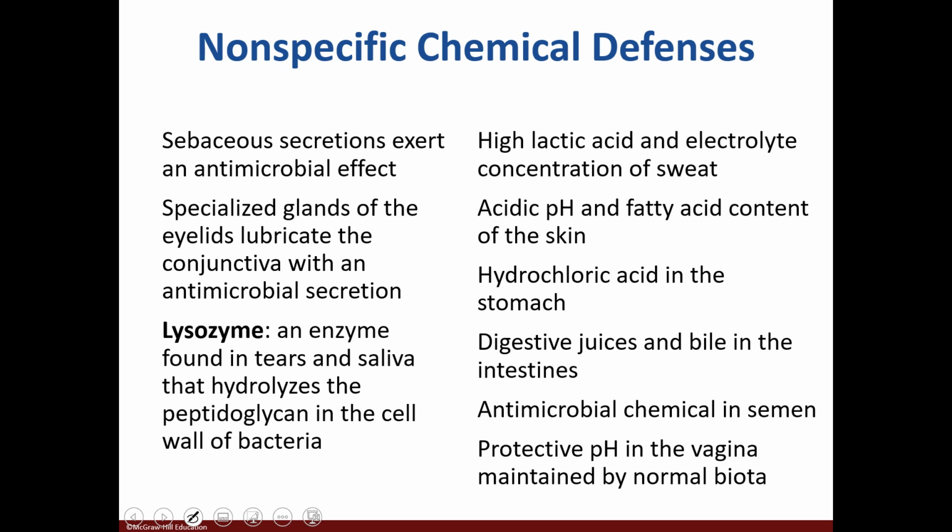There are also non-specific chemical defenses. The sebaceous glands secrete substances that inhibit the growth of microbes. The eyelids secrete substances that lubricate the conjunctiva and are antimicrobial by nature. The tears and saliva have a substance called lysozyme that breaks down the cell walls of bacteria. Sweat, acidic pH, and fatty acids are also antimicrobial. The stomach and intestines also provide chemical defenses, along with semen and the pH of the vagina.